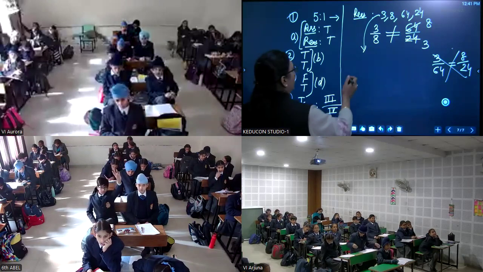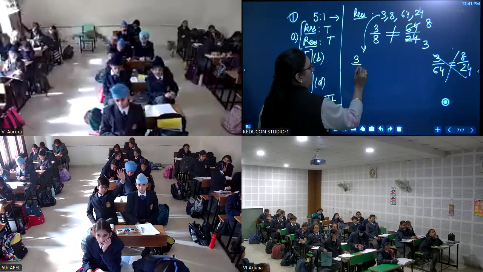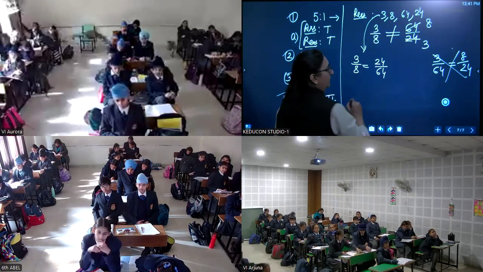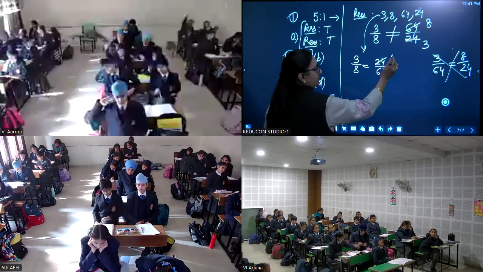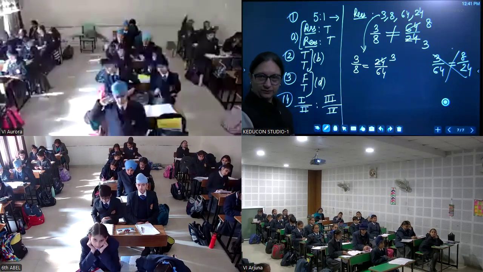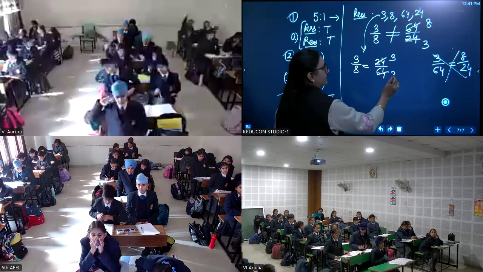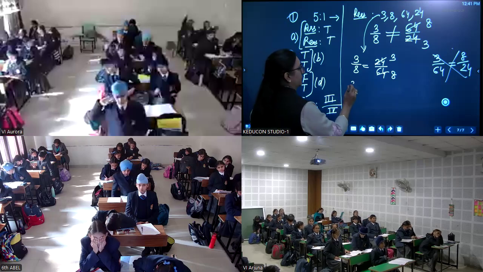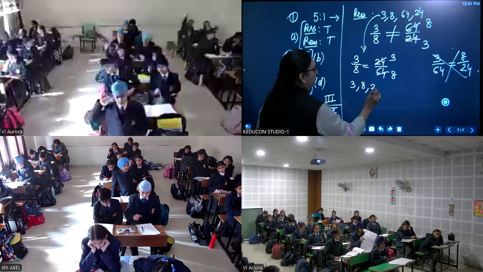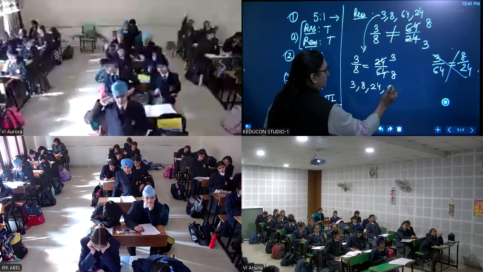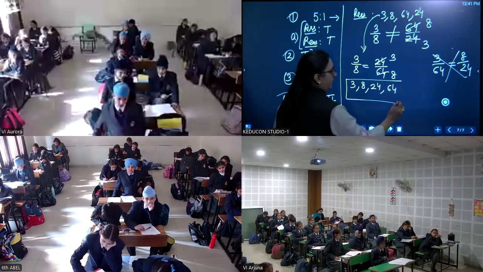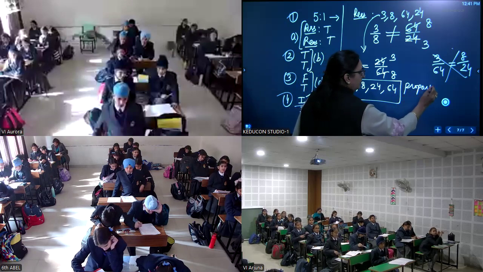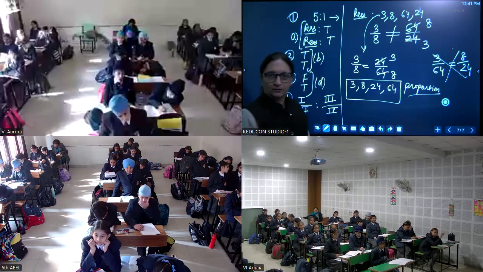Yes, sir. We can write it as 3 upon 8 is equal to 24 upon 64. Will it be equal now? 8 threes are 24 and 8 eights are 64. It means the numbers should be 3, 8, 24 and 64. These are in proportion. Is it okay? Yes, sir. Please sit down.